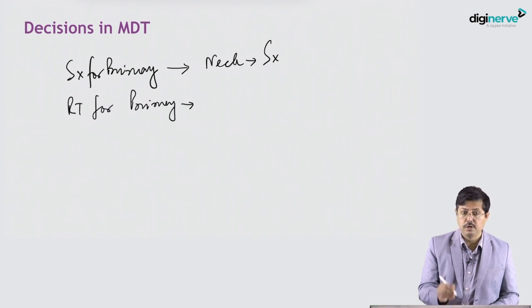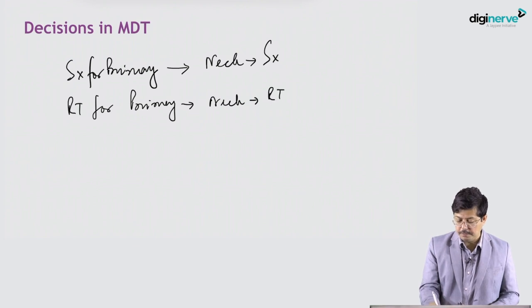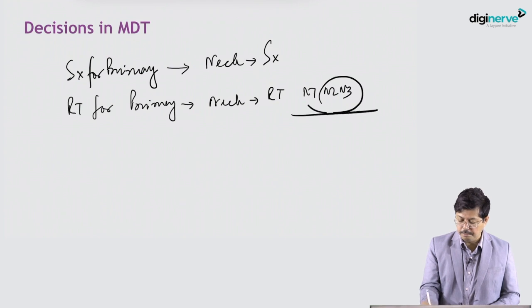and T2 at least, both of them have the same results, then the neck, if it is an N0 neck, you can have radiotherapy. If it is an N1 neck or an N2, N3 particularly, it becomes important to do a neck dissection.